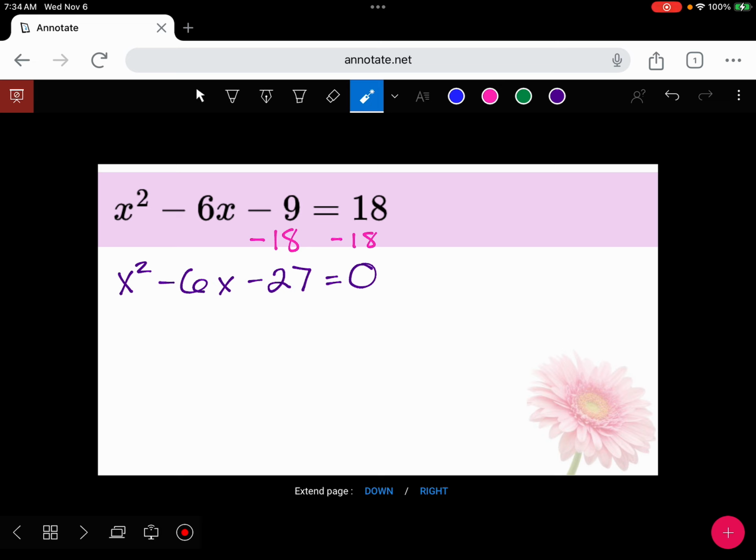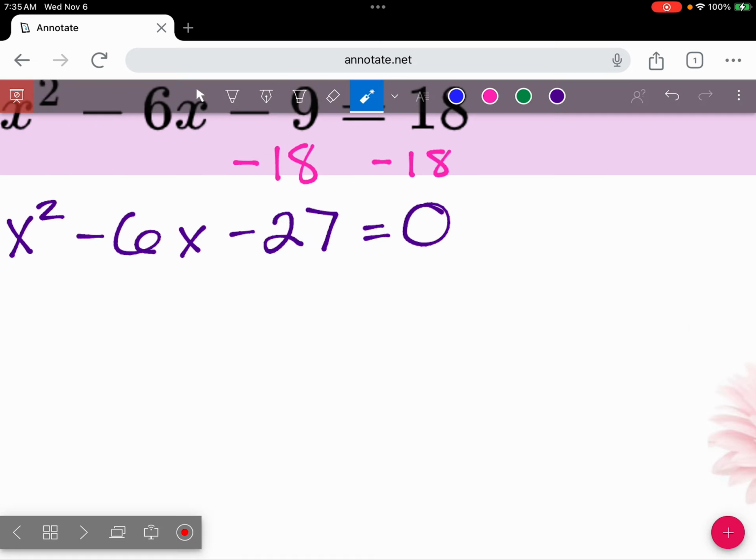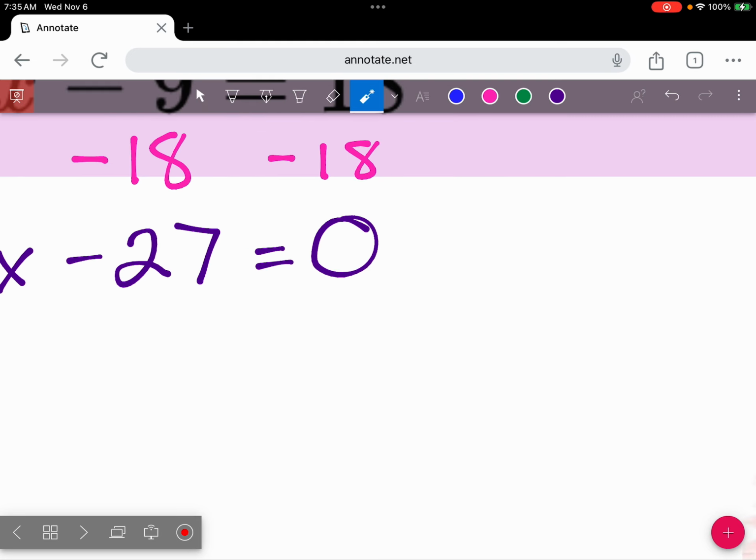Most of the time, if I have an x squared, there's not going to be a GCF if there's no number in front of it. Most of the time. I'm not going to guarantee it, but most of the time. If there's no GCF, can we skip that step? Yep. Just head straight into it. So, we're ready to factor it.